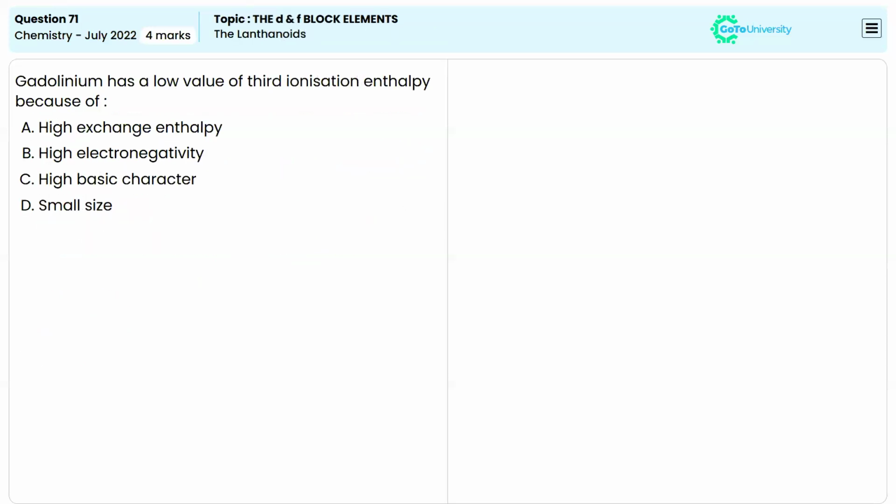Next question. Gadolinium has a low value of third ionization enthalpy because of which reason? Usually gadolinium has the electronic configuration of xenon, then 4f7, 5d1, 6s2. This is the electronic configuration for gadolinium, right? After the removal of the third electron in gadolinium, it will be removed from 5d and 6s. So the Gd3+ ion will have the electronic configuration of xenon, then 4f7. This is the electronic configuration.